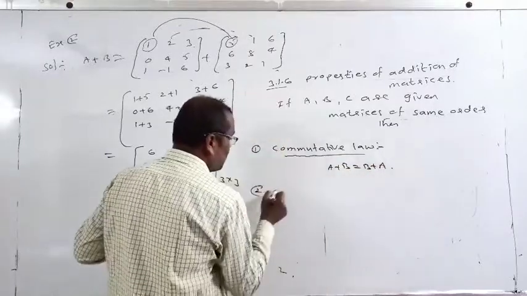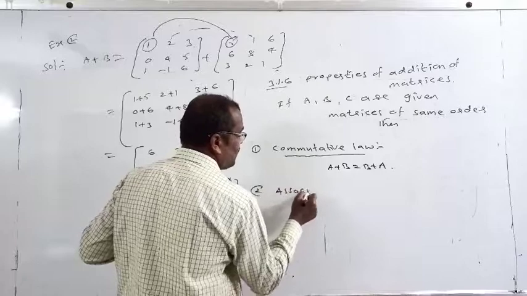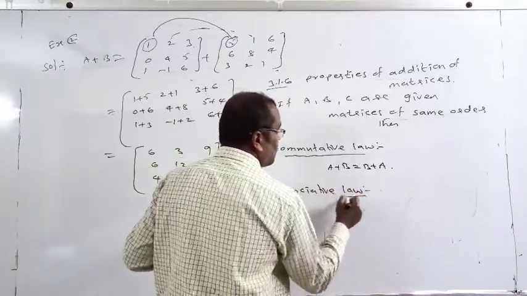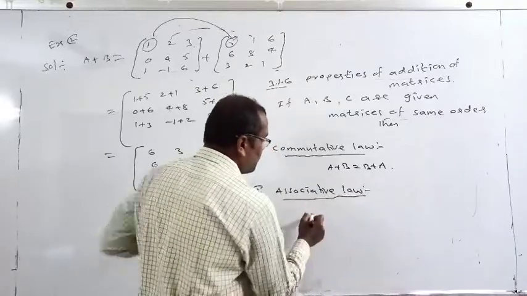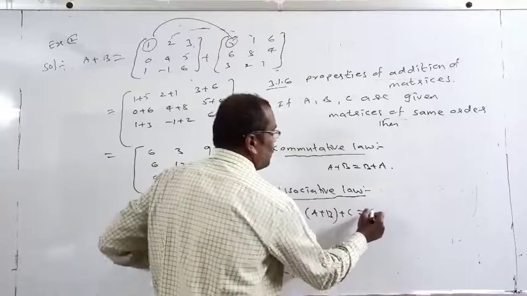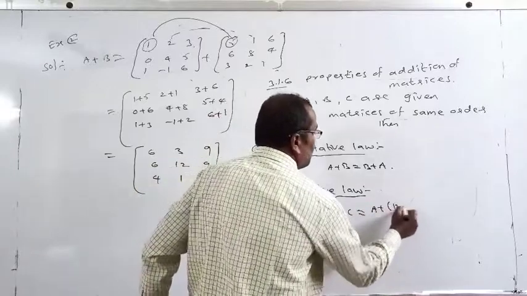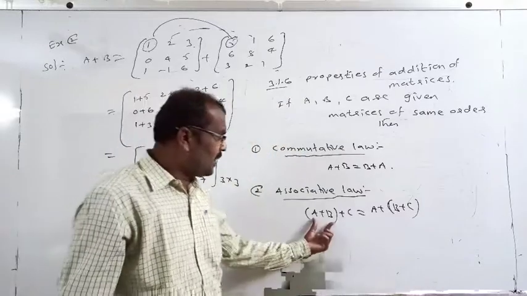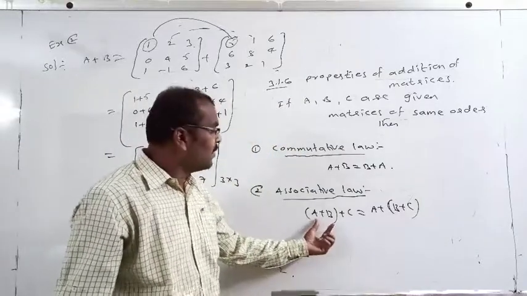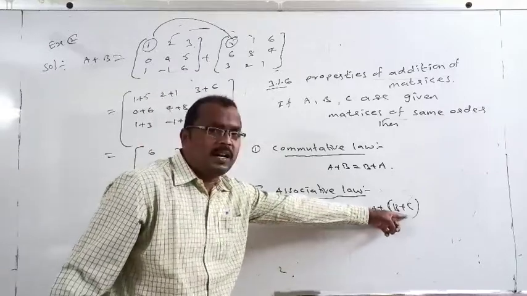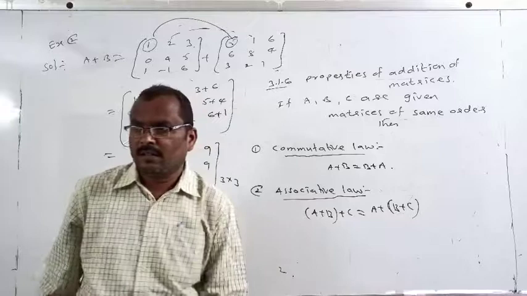Number 2, associative law. Associative law means, see this one: A plus B plus C is equal to A plus B plus C. Here first A plus B is taken, after that C is added. But there B plus C is added, after that A is added.